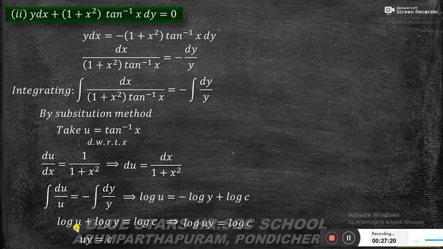So the next step, log u equal to this minus log y; I write it in the left hand side. So log u plus log y equal to log c. So the next step, log uy equal to log c. That means log u plus log y we write as log uy. So therefore the log on both sides is cancelled. So uy equal to c. This is the solution for the given differential equation.